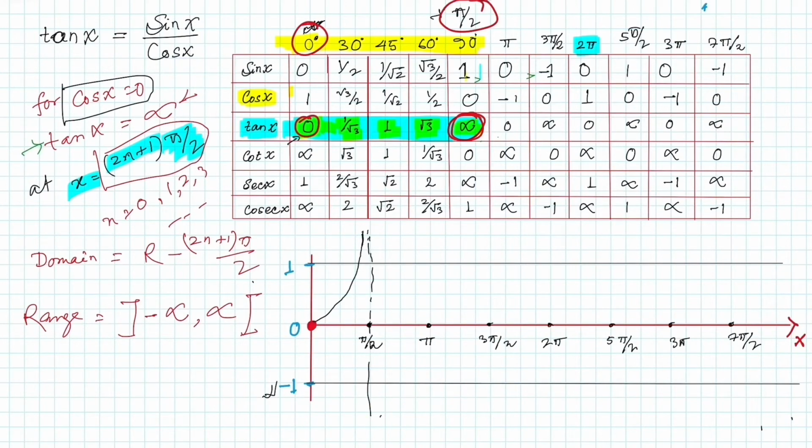Then again at pi it is 0. At pi the value of tan x is 0, and here it will be increasing from minus infinity to 0, like this. Then similarly at this point again we will get like this. Okay, so such kind of graph we will get.